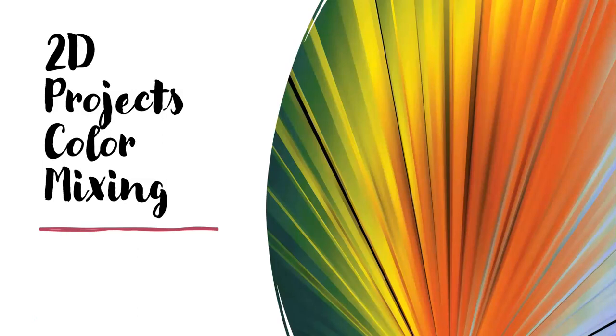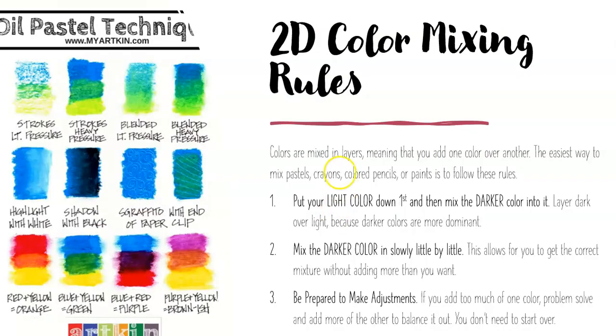All right, so again, for those that are using two-dimensional projects, your color mixing, please make sure you're paying attention. When you're mixing in layers, meaning that you add one color over the other, the easiest way to mix, if you are going to use pastels or crayons or colored pencils or paints, is to follow these 3 rules. First, to put your light color down, and then you mix the darker color into it. When you layer the dark over the light, you want to make sure that your dark colors aren't dominant. So that's why you always layer your light color first.